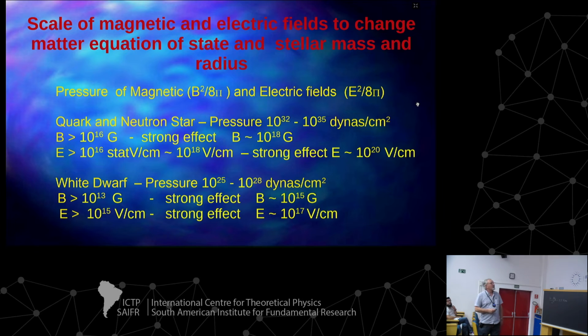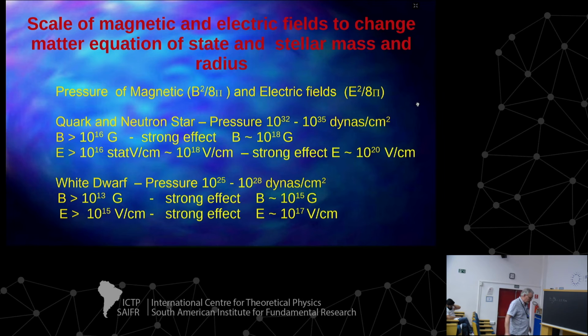The same thing, of course, strong effect, 10 to 18 Gauss, because in that case, 10 to 36 divided by 10. So this gives you 10 to 35. So you are here at maximum pressure. So when you have a magnetic field of 10 to 18 Gauss, you are going to change the pressure and the energy density of your star. And so your star is going to have a magnetic mass and a change in the radius. But if it's lower than this, forget, zero.